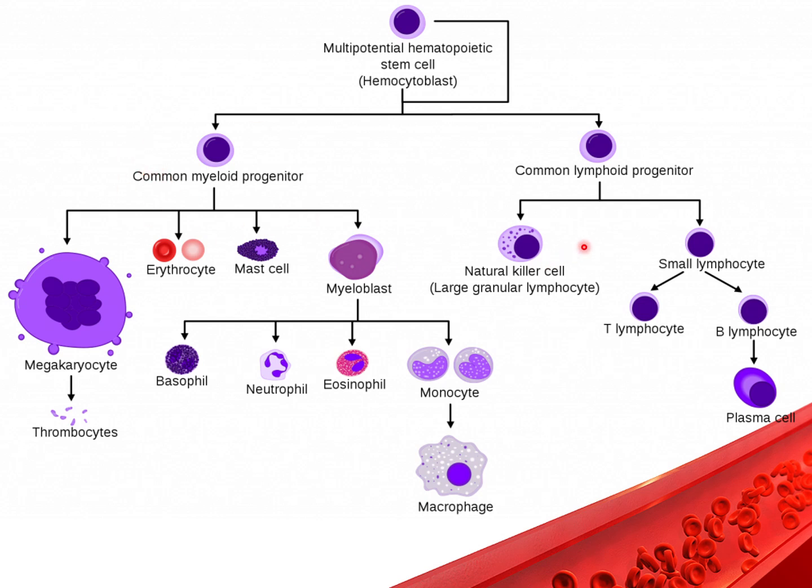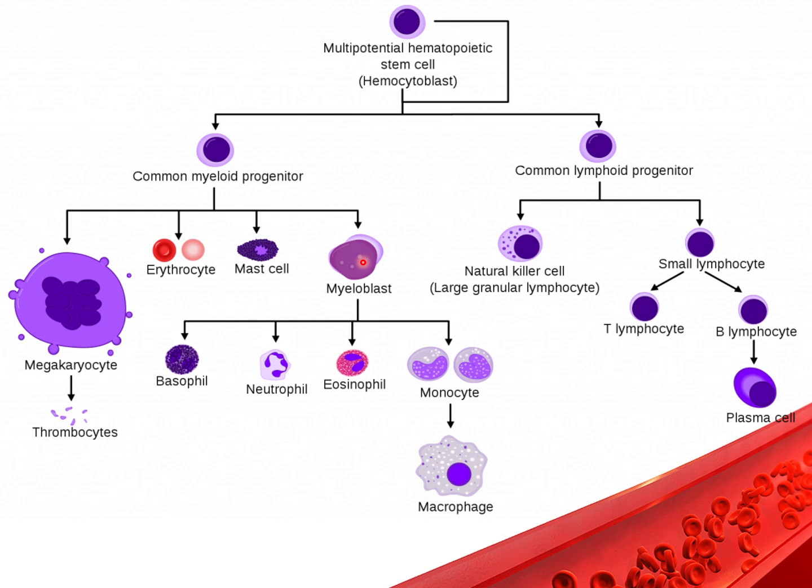The first is the myeloid progenitor, and the second one will be the lymphoid progenitor. The myeloid progenitor will undergo subsequent changes and produce a megakaryocyte, which is also called a giant cell. Once this cell is matured, it will break down into small fragments of cells, which are called platelets. Second, erythrocytes, RBCs, mast cells, myeloblast.